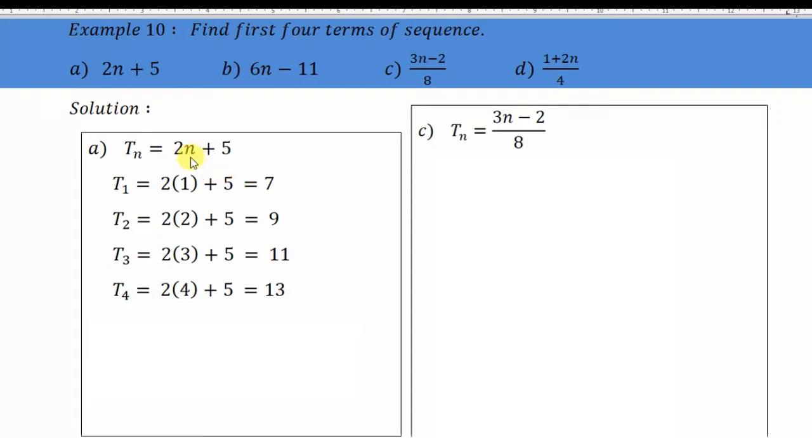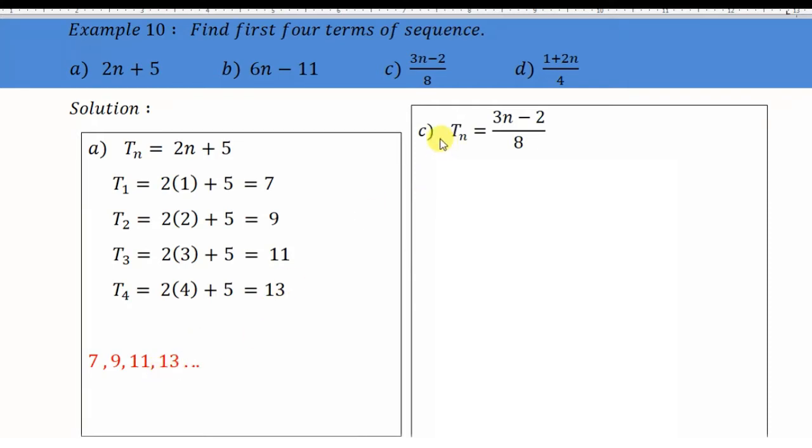In place of n, you put 1 to find the first term. In place of n, you put 2 to find the second term of the sequence, and so on. So what do you get? 7, 9, 11 and 13. So 7, 9, 11 and 13 are the first 4 terms of the sequence.